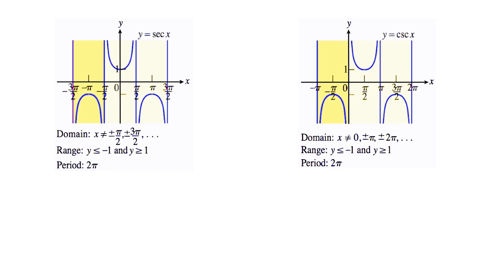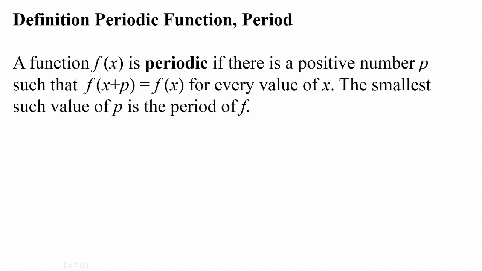Because the trig functions repeat at regular intervals, we say they are periodic. In general, a periodic function is defined as follows. A function f of x is periodic if there is a positive number p such that f of x plus p equals f of x for every value of x. The smallest such value of p is called the period of f. Again, note that the sine, cosine, secant, and cosecant all have period 2 pi. The tangent and cotangent have period of pi.